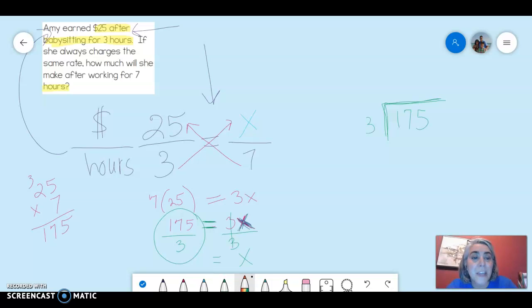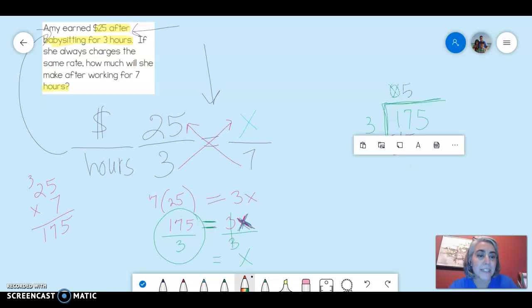So here we go. Can 3 go into 1? No. So I'm going to put a 0 there. But 3 can go into 17. It can go into 17 5 times. 5 times 3 is 15, and I'm going to subtract.